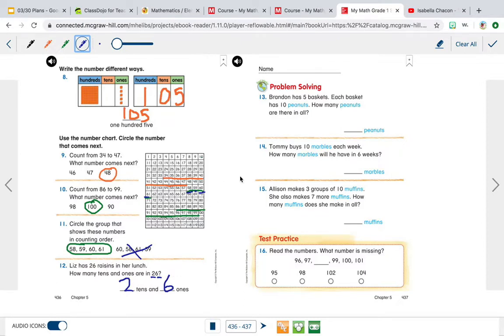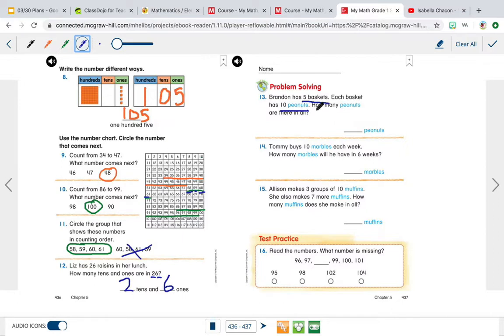Now we're going to do some more word problems. Brandon has 5 baskets. Each basket has 10 peanuts. How many peanuts are there in all? So I'm going to let you think about this. I'll read it again. Brandon has 5 baskets. Each basket has 10 peanuts. How many peanuts are there in all?